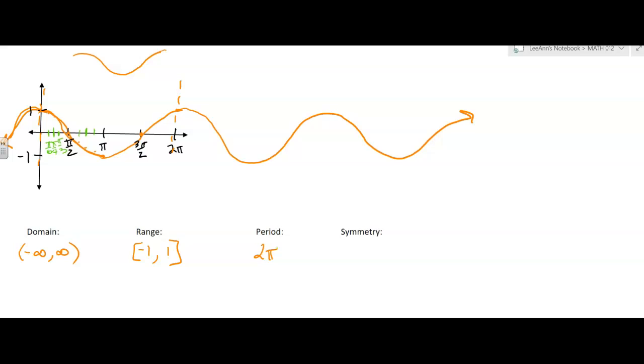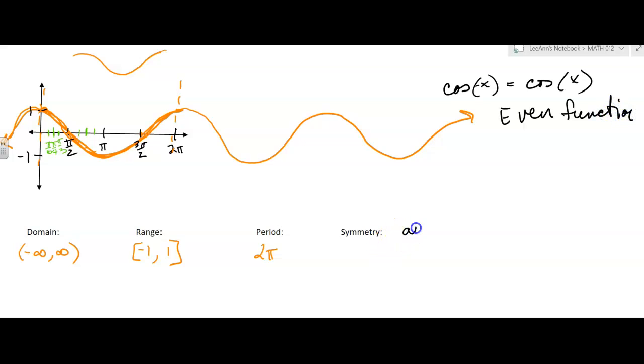So to complete that section, that is one period. Now sometimes they'll say graph over 1 period or graph over 2 periods. It just depends on the directions. Symmetry, you might remember that cosine of the opposite of x is equal to cosine x. It is an even function. An even function means it's symmetric about the y-axis.